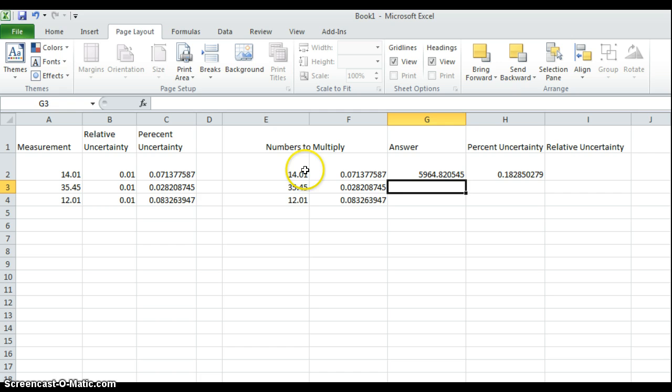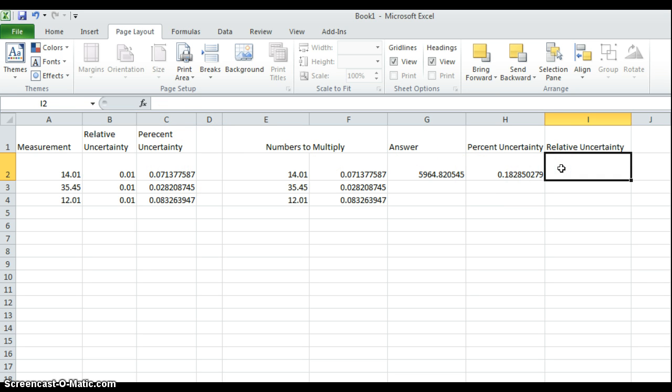So if I take these numbers and multiply them, and I take into account their uncertainties, I get the answer of 5,964.820545 plus or minus 0.18285%. We typically don't leave our uncertainty reported as percent. Typically, we report it as a relative uncertainty, like our initial measurements. So to do that, I'm going to have to go backwards of what we did for our percent uncertainty. From relative to percent, remember we divided and then multiplied times 100.